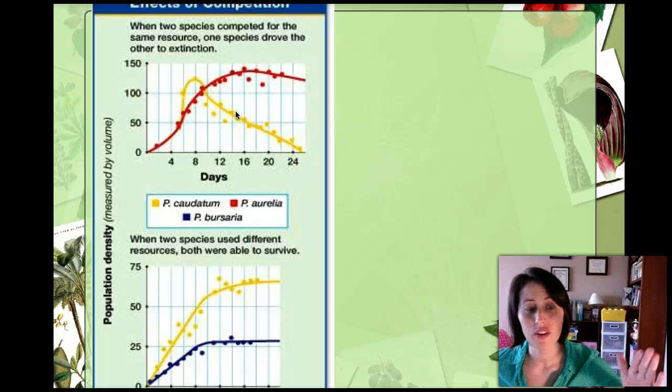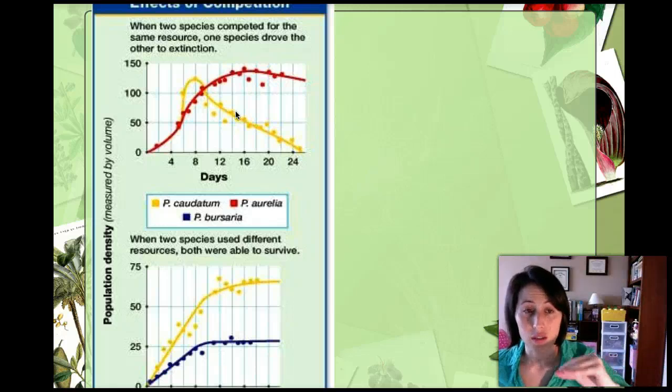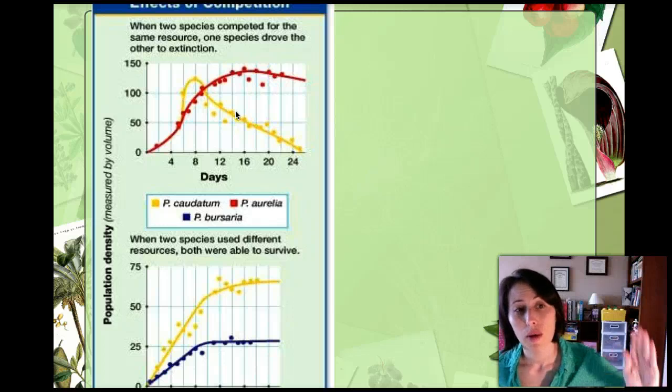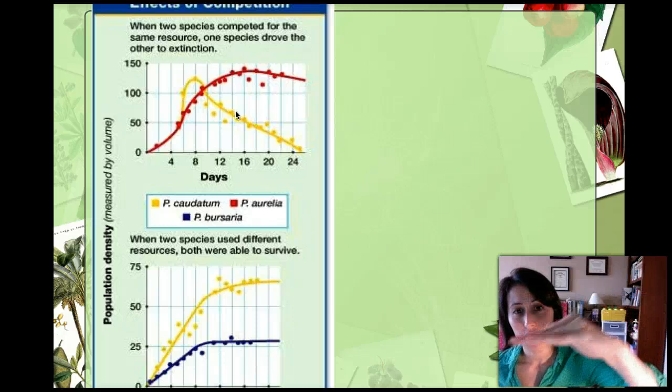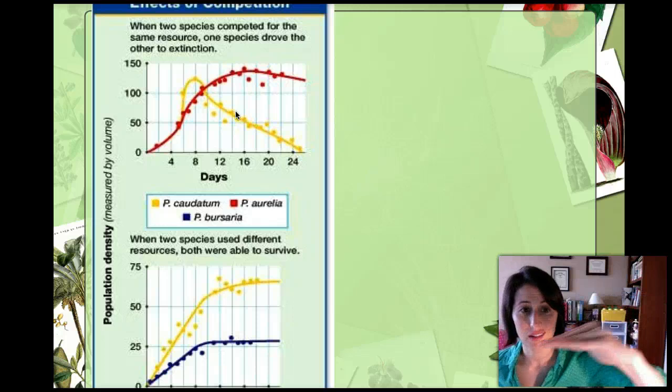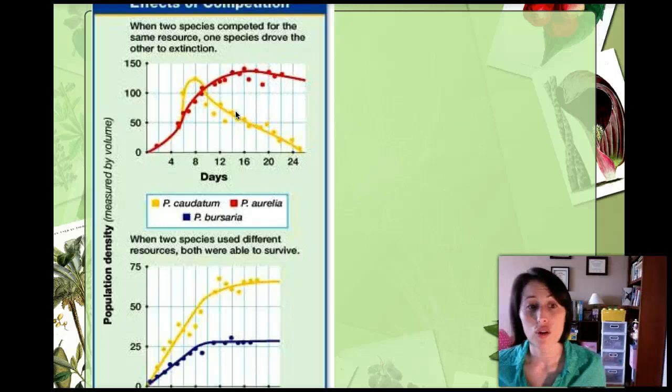The red one, however, starts off kind of slow, but you see as soon as that yellow population is starting to decrease, the red population increases a little bit more, and then it levels off, okay? And that is going to continue. There is no longer competition, so that red species is going to thrive.